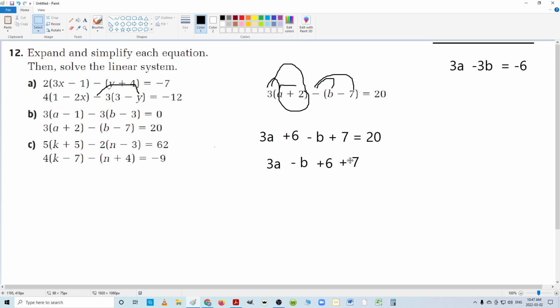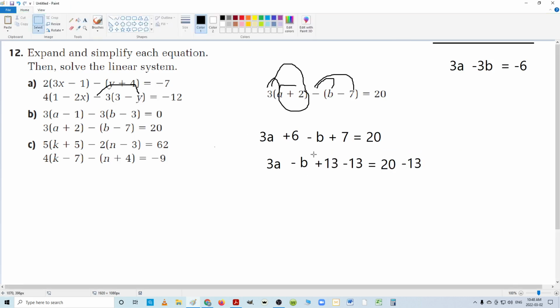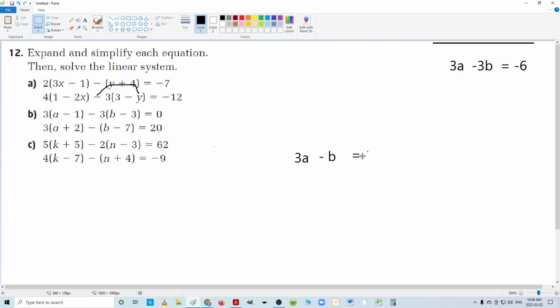It's clear that plus 6 plus 7 is 13. Plus 13. And to get it to the other side, I'm going to subtract 13 from both sides. On the left, it disappears, and 20 minus 13 is 7. And it looks like we have a single line. We have an a, a b, and a number. Now all I have to do is see where they meet.